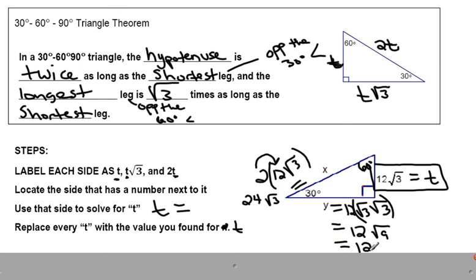So this becomes 12 times 3. And 12 times 3 is 36. So that's what y equals. So finally we have x was equal to 24 times the square root of 3, and y was equal to 36.